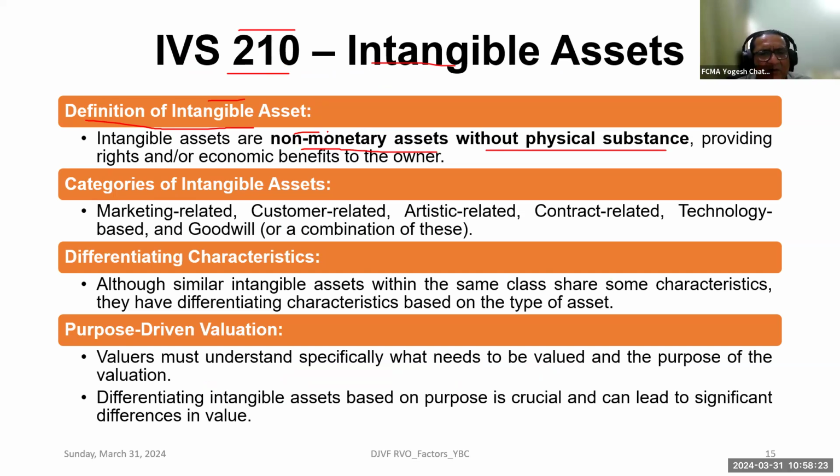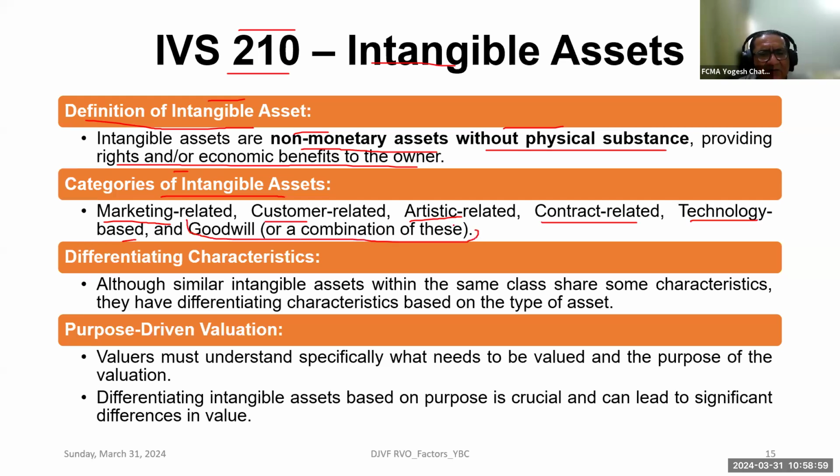Intangible assets are non-monetary assets without physical substance that provide a right or economic benefit to the owner. These are the categories of intangible assets going by the guidance provided under IVS. So we have five categories: marketing related, customer related, artistic related, contract related, technology based intangible assets, and then goodwill.